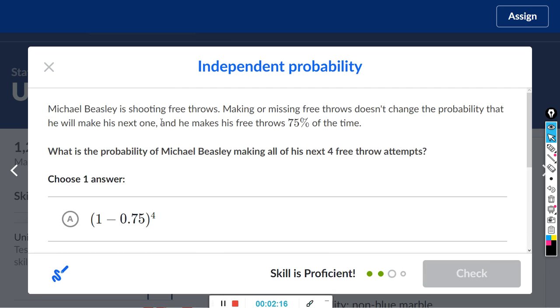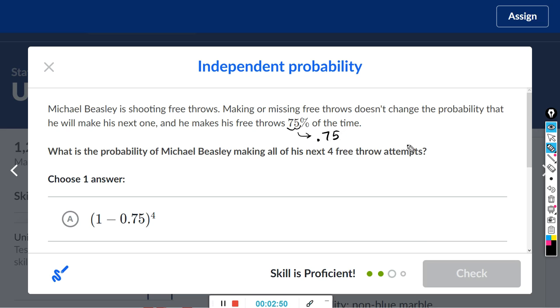Michael Beasley is shooting free throws. Making or missing free throws doesn't change the probability that he will make his next one, and he makes his free throws 75% of the time. What is the probability of Michael making all of his next 4 free throw attempts? Alright, so let's see. He makes the free throws 75% of the time. If you move the decimal over 2 places, that's going to be the same as 0.75.